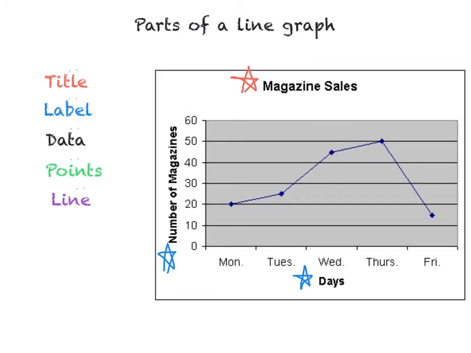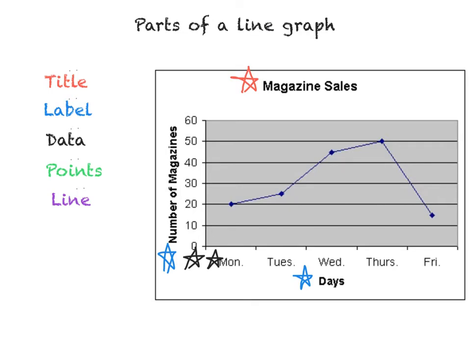The next item is the data. The data is what we're specifically going to look at. We have two spots where we input data. In this graph, we're looking at the number of magazines from 0 to 60 and the days of the week, which are Monday through Friday.